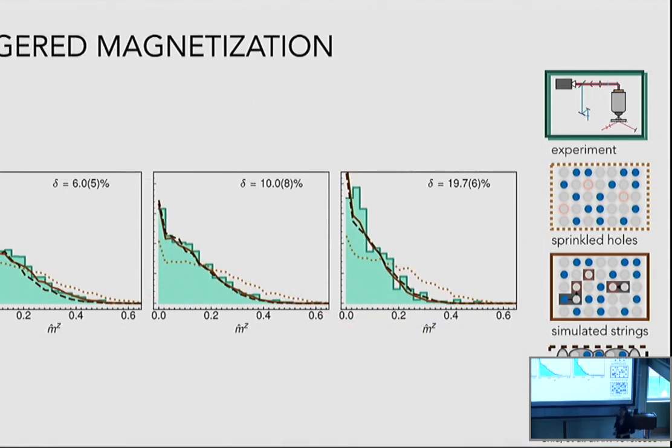We can also look at the histograms of the staggered magnetization. And if you look across all of these doping values, which span fairly extensively, then you see that the solid line does seem to match the experiment, the green, most closely, and that's exactly the simulated strings.